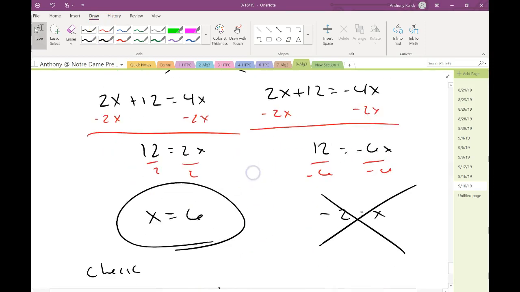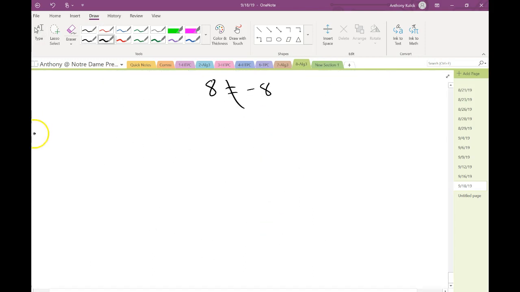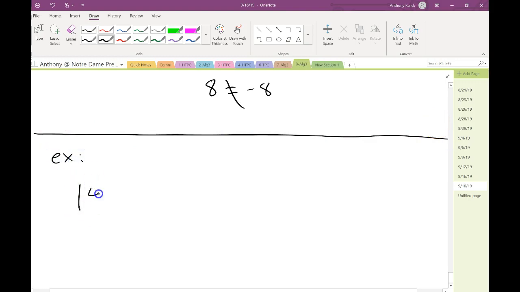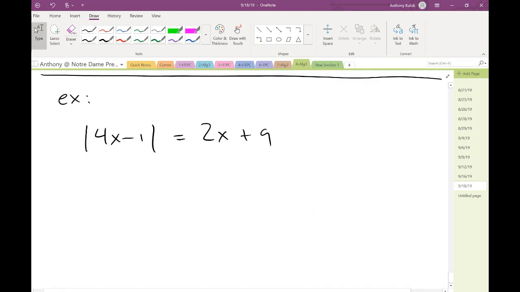Let's do one more example, to just reiterate the idea here. So we have the absolute value of 4x minus 1 equals 2x plus 9. Again, the first step would be to isolate the absolute value, but look at that, it's already isolated. So I can go straight to step 2, right? We'll split this into two separate equations.